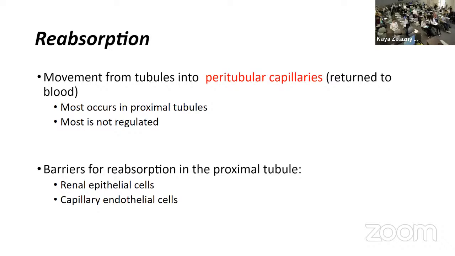Okay. So filtration has now happened. We have filtered out 125 milliliters per minute of fluid from the plasma into your kidney. That's like 20% of your blood volume, 180 liters per day. You do not want to leave all that fluid to excrete as urine, okay? So we're going to have to reabsorb some of it or we are going to die. So that's the goal of a lot of our reabsorption.